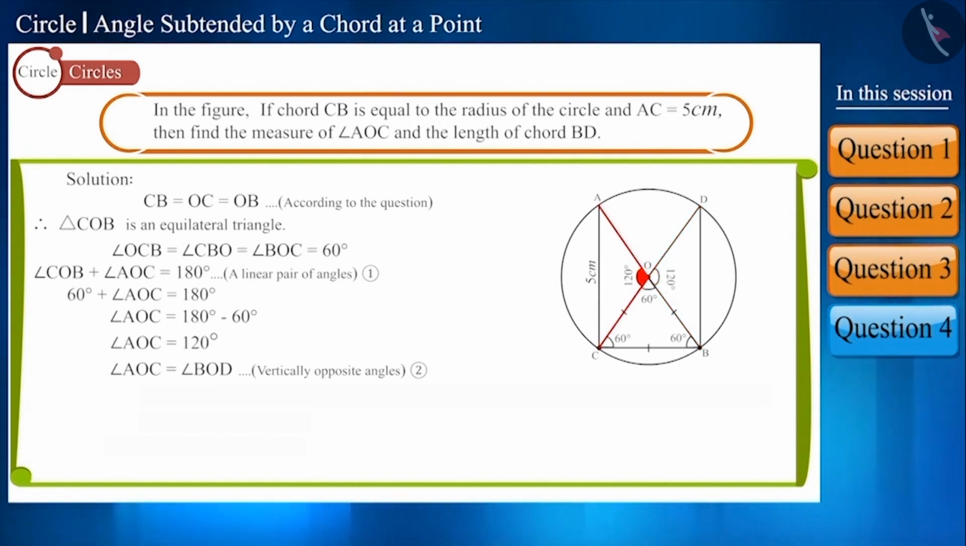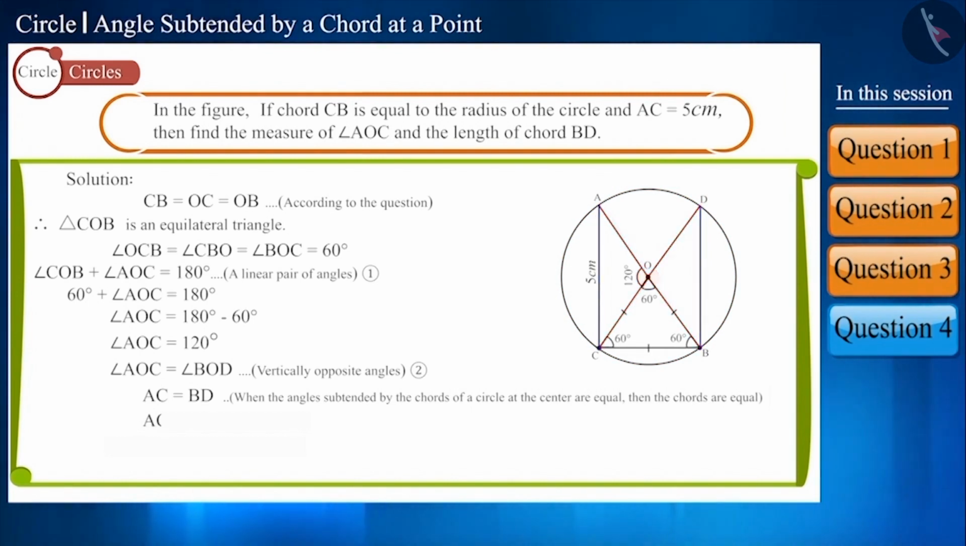But angle AOC is the angle subtended at the center by chord AC, and angle BOD is the angle subtended at the center by chord BD. And these two angles are equal. So chord AC and chord BD will also be equal, because if the angles subtended by the chords of a circle at the center are equal, then the chords are equal. And we are given chord AC as 5 cm. So chord BD will also be 5 cm. Thus, we obtain the measure of angle AOC and the length of chord BD.